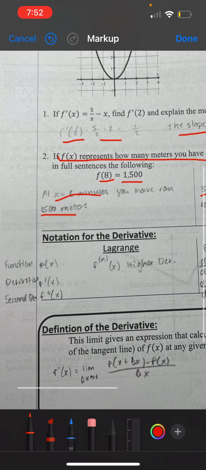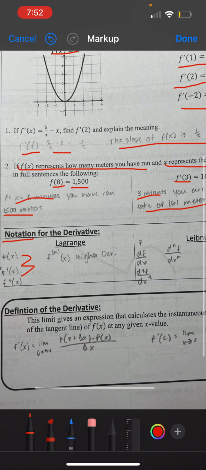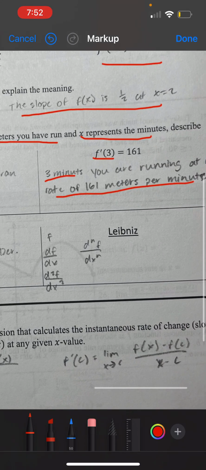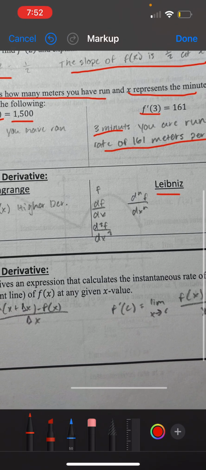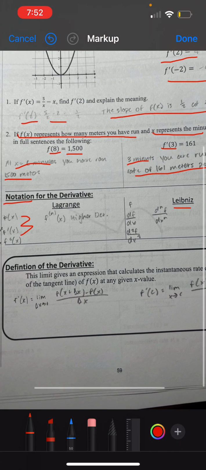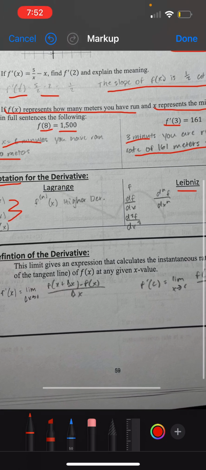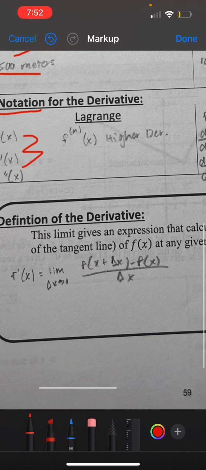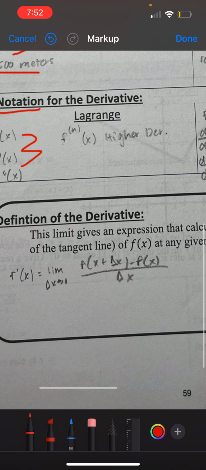Notation for the derivatives, these are the Lagrange, I guess, notation. But yeah, it says notation right there, obviously. And then here's the Leibniz notations, right? And derivatives, this is the equation, how to find it, right?